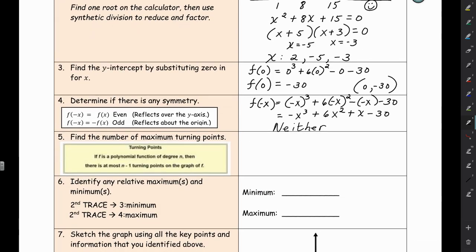Find the maximum number of turning points. Well, we know that n in this case is 3. Our degree is 3. So we want to know what is n minus 1. 3 minus 1 is 2. So we have, at most, 2 turning points.